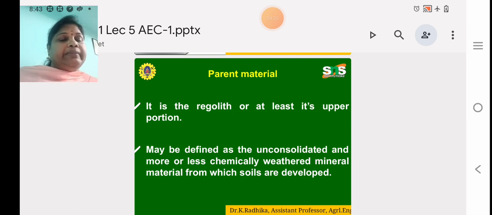So we have to study weathering and parent material, which are the important factors for soil formation processes.